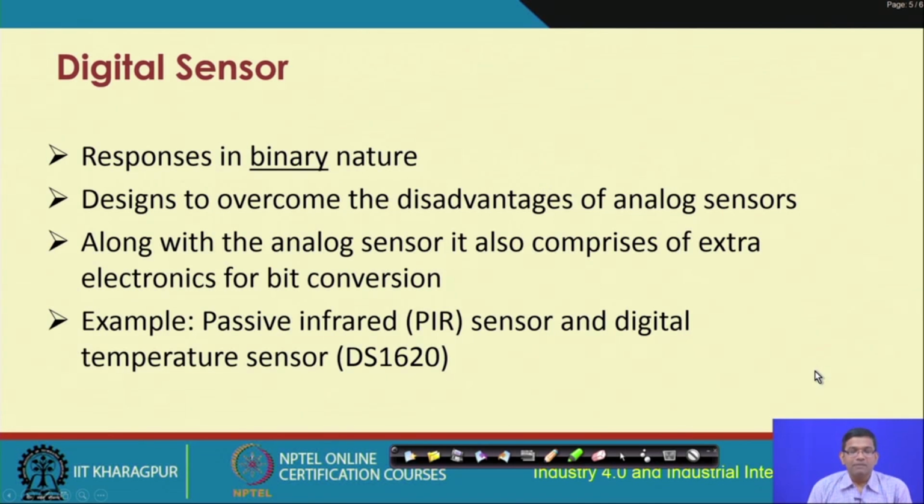Digital sensors are basically the ones where the response is of binary nature, and these have been designed in order to overcome some of the limitations of the analog sensors, which produce a continuous function of the output with respect to the input change characteristics. So there is some analog to digital conversion in most of these digital sensors. Examples of digital sensors would be PIR sensor, digital temperature sensor, and so on.